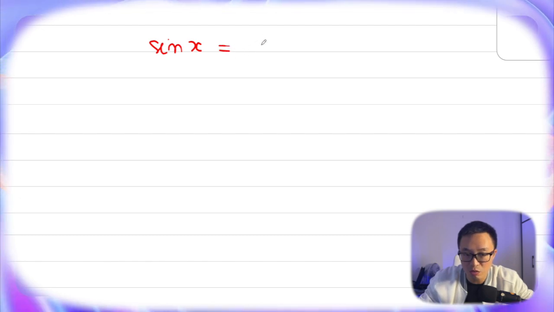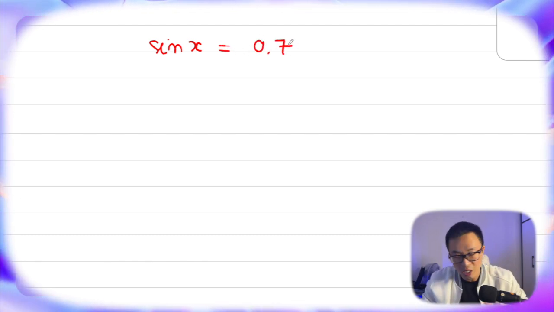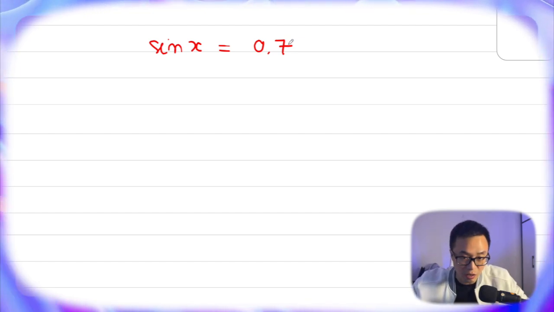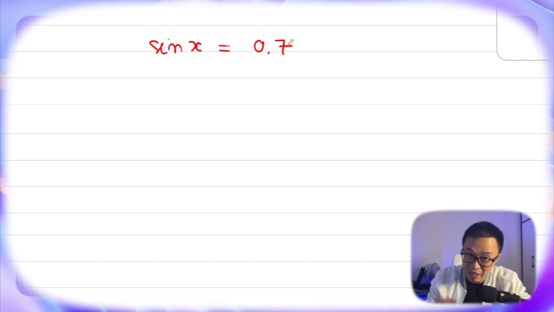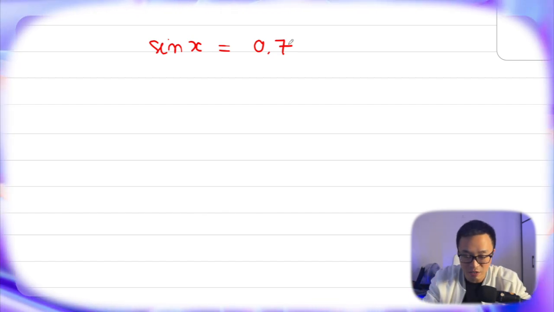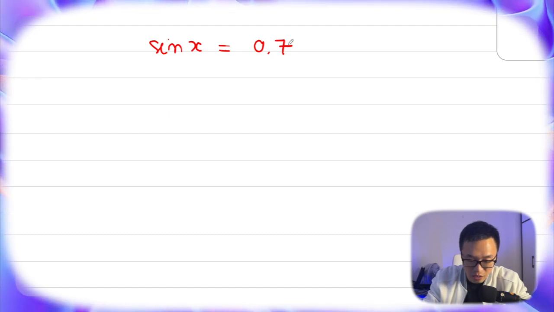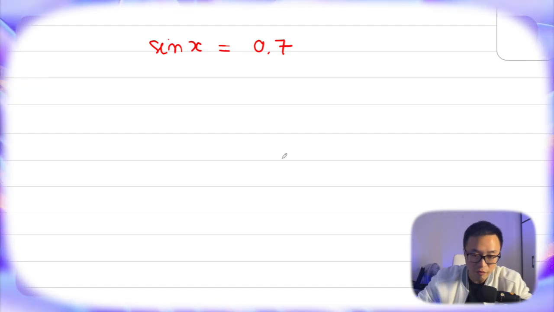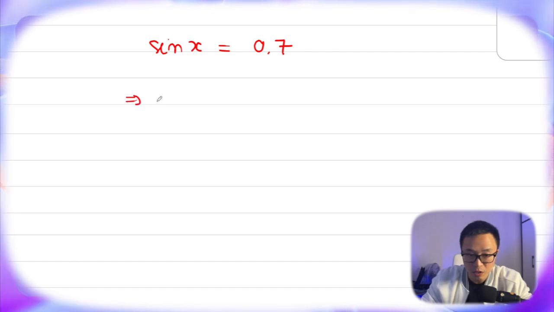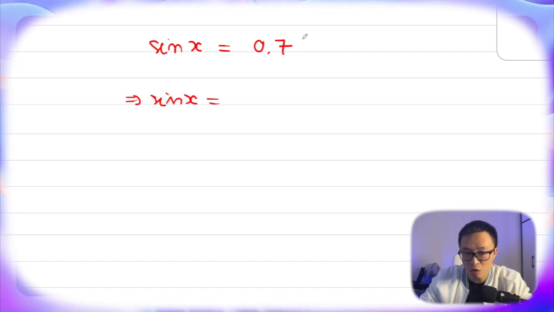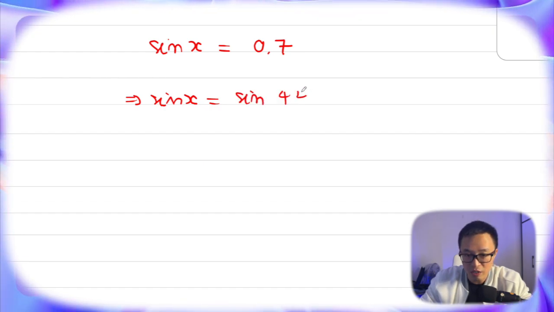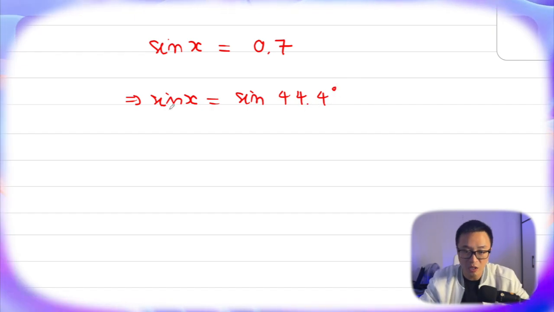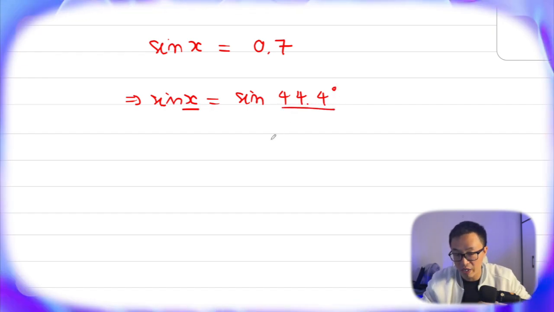The second one, you have sine x equals 0.7. Okay, 0.7 is not an easy angle. That is a decimal value. So I need to convert using my calculator. Convert means inverse sine of 0.7, and then you get 44.4 degrees. Now the second step, we need to convert 0.7 to the trigonometric function sine of 44.4 degrees. This angle and this value correspond.